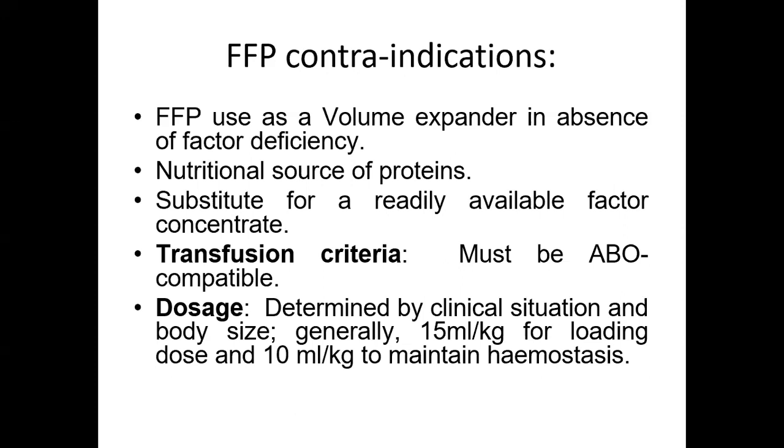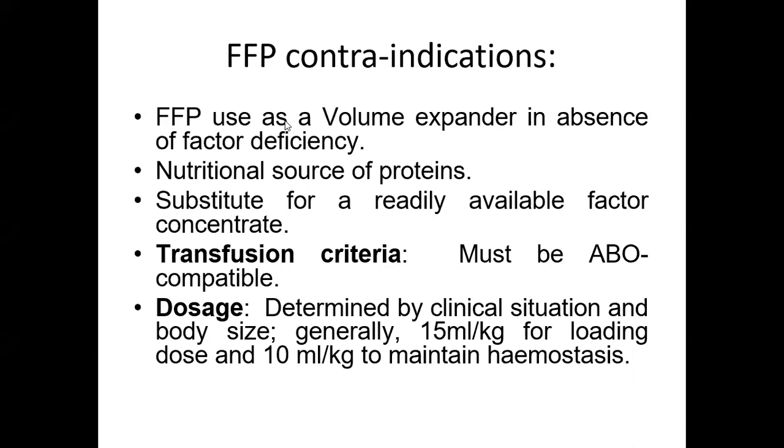Then when we are selecting, we also refer to the ABO compatibility for FFPs as well. The dosage will be determined by the clinical situation and body size, and we measure per kilo, usually 15 milliliters per kg for loading dose. Then you can go on with 10 milliliters per kg to maintain the hemostasis every day, usually over 2-3 days. It can even correct your hemostasis in one day. So after you've given the unit, you check for the symptoms to disappear, then you repeat your coagulation profile to know if you need to continue substituting.